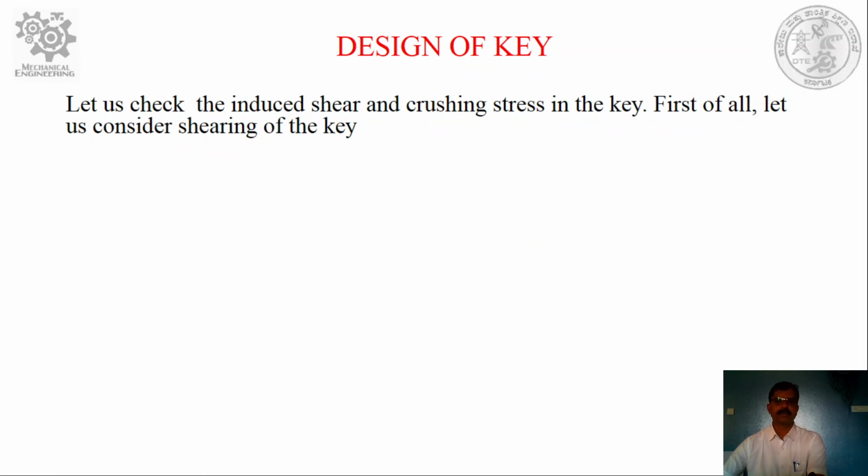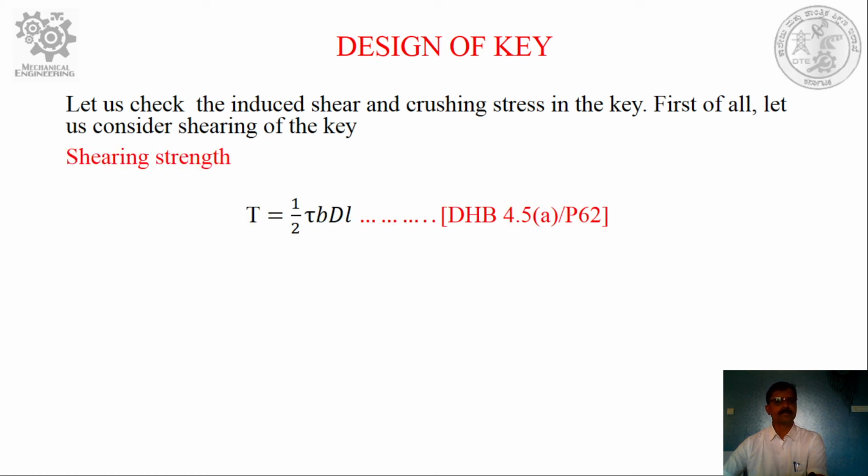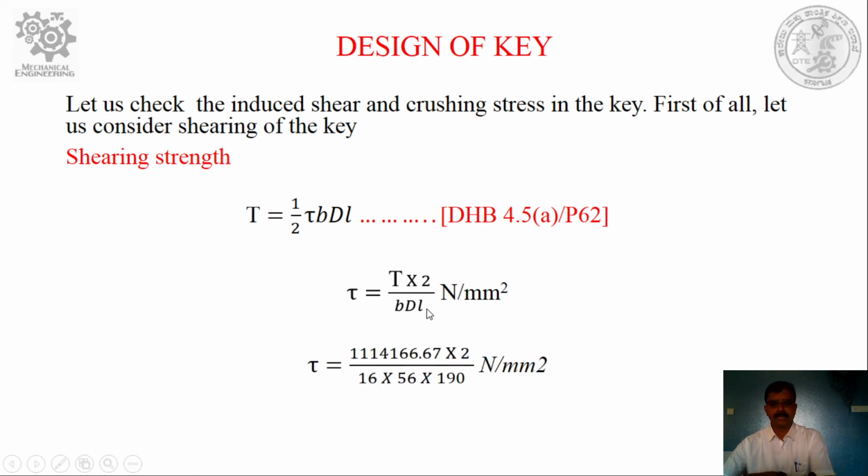Now let us check the individual shear and crushing stress in the key. First of all, let's consider the shearing of the key. We know that the shearing strength of the key is T is equal to half into tau into B into D into L. This equation is taken from the design data handbook, equation 4.5 A, page number 62. Here you have to extract the individual stress: tau is equal to T into 2 divided by B into D into L. After substituting the values here, we can get the individual shear stress. The individual shear stress is 13.03 after substituting and calculating.